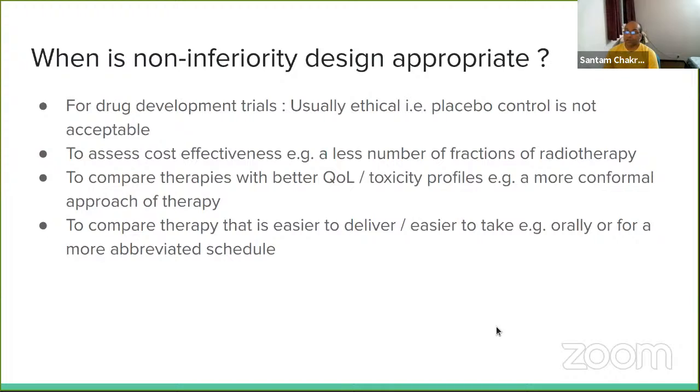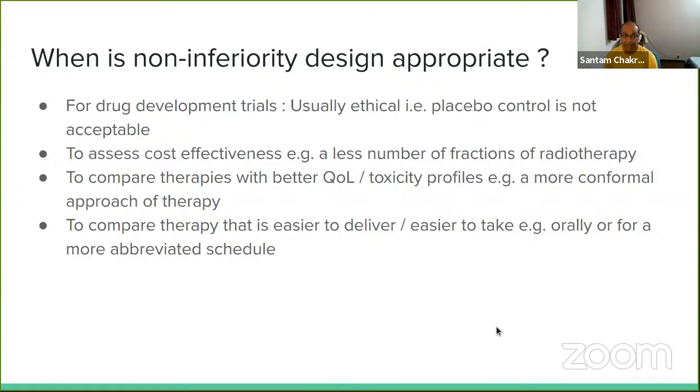So when is a non-inferiority design appropriate? And this is the first question that you must ask yourself when you are designing studies or evaluating studies with a non-inferiority design. For drug development trials, these are usually ethical considerations at play, where the disease is such that placebo control is not acceptable.